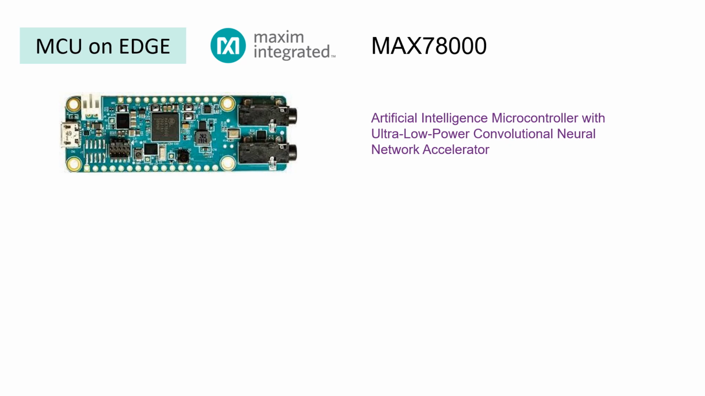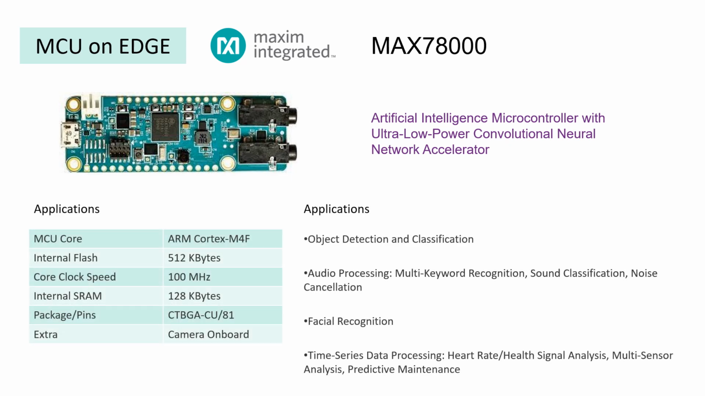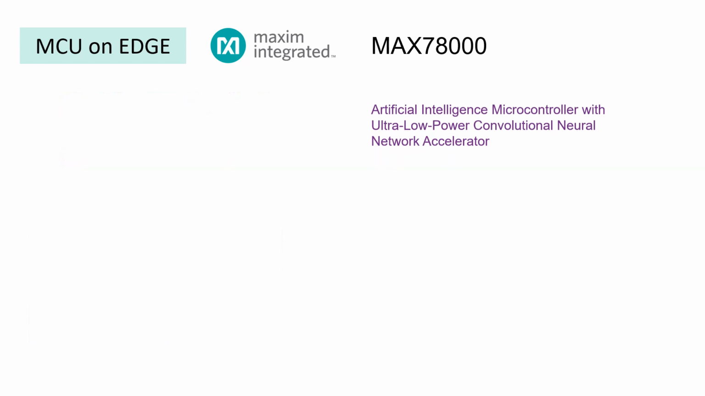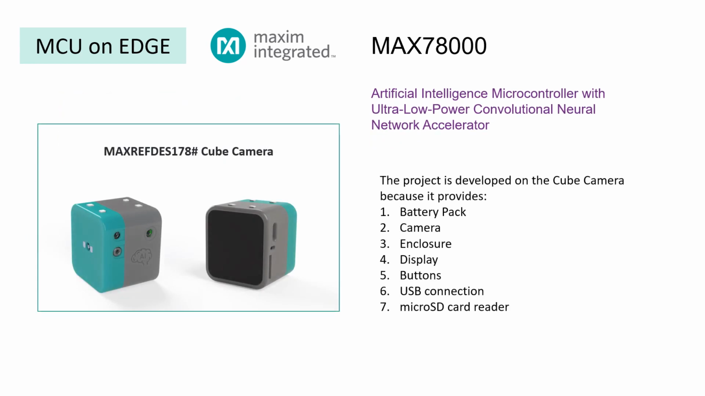The MAX78000 is an artificial intelligence microcontroller with a low-power convolutional neural network accelerator. It uses a low clock speed ARM M4F core. It works well with object or face detection applications, but also with audio and sensor data processing. In our project, we have used the Cube Camera Evaluation Kit. It is a good tool for development because it has a quality camera and a display on board, together with buttons and a USB connection.